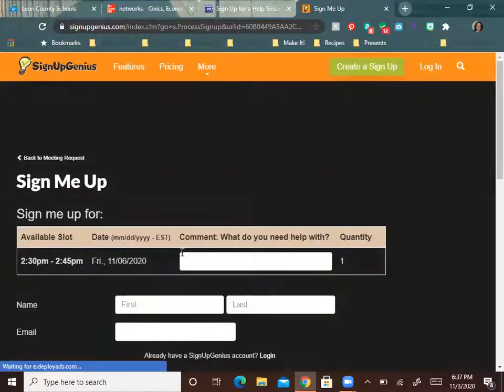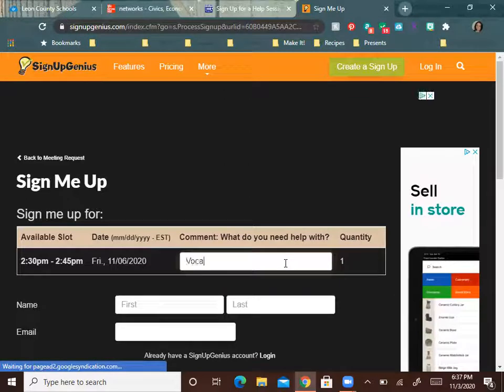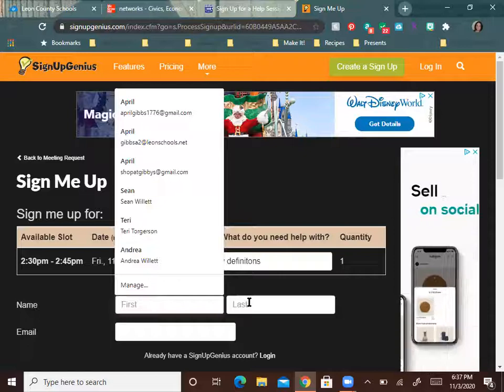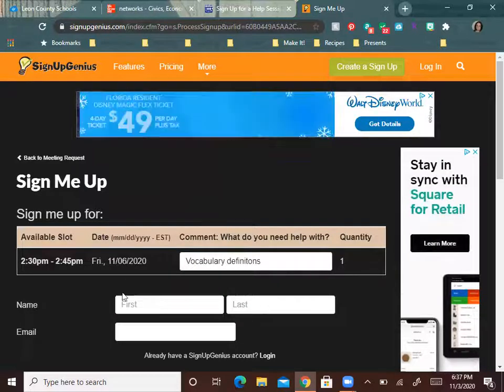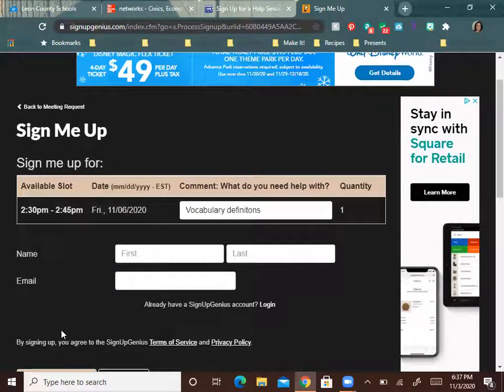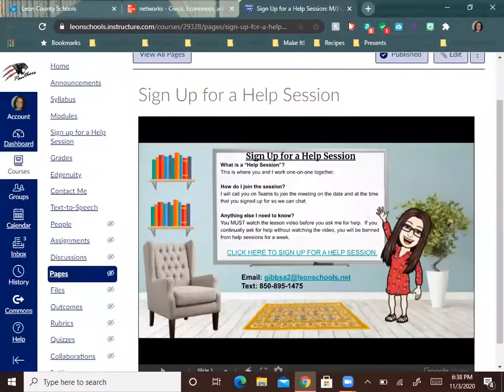The next screen pops up and it asks, what do you need help with? I'll say vocabulary definitions, because that's the first assignment, and then type in your name so I know who I'm calling, and make sure that you have the right date and time. Then come down here and click the sign up now button. And then I'll be able to see this. I'll get an email saying that you need to talk to me at this time on this date. I'll be on Microsoft Teams and I'll call you. Then we're having a Teams chat, just as if we were in a regular meeting. And that's all there is to that.